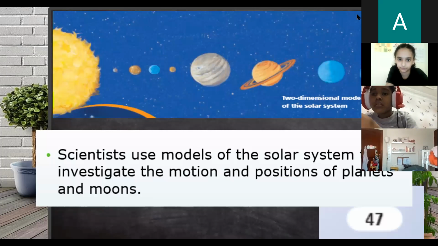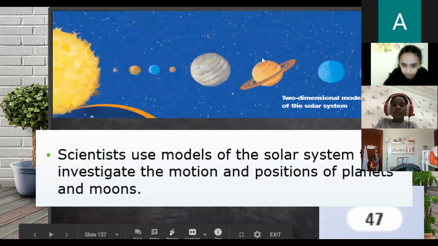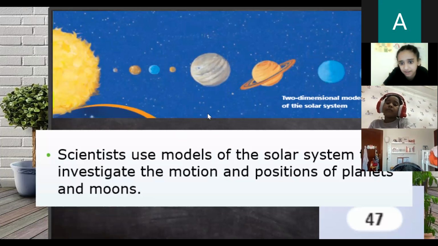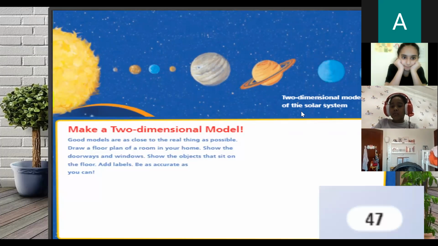No, wait. That's a picture? Two-dimensional model. Excellent, excellent. So scientists use models of the solar system to investigate the motion and position of planets and moons. Why do they study the solar system and why do they make the models? Because they want to know the motion and positions of planets and moons, okay?